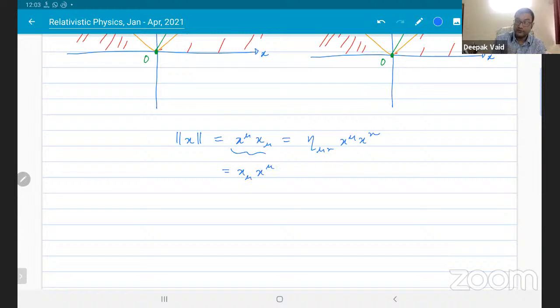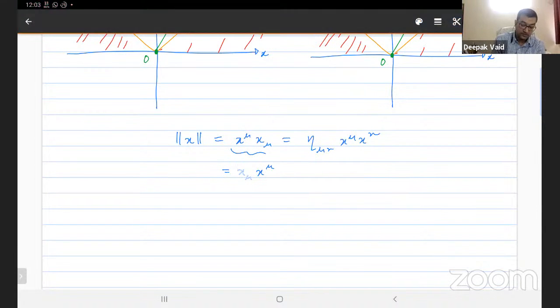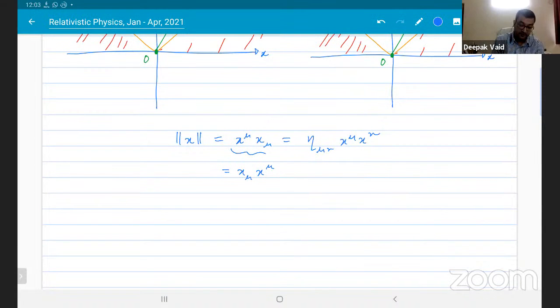The whole point of this index notation is that the order of the terms will not make any difference, right? Because each term is just a number. This is a number, this is a number. So I can put one term before the other, it doesn't matter. So similarly, I can write this as x_mu x^mu, or as x^mu eta_{mu nu} x^nu. They're all the same.